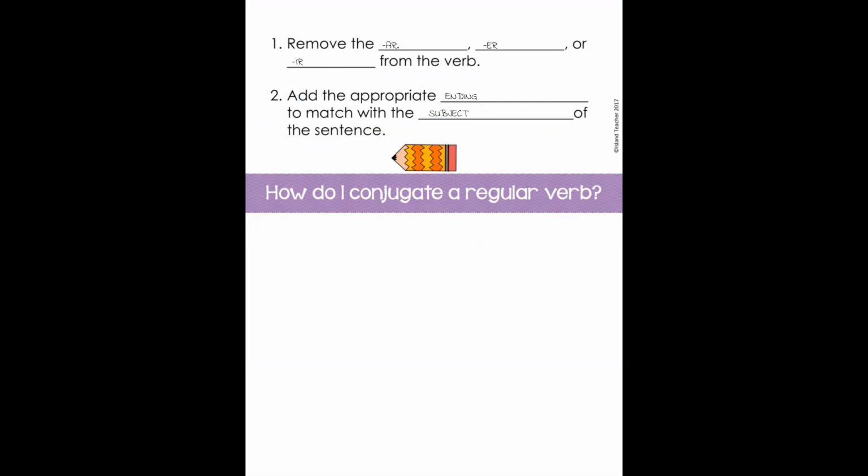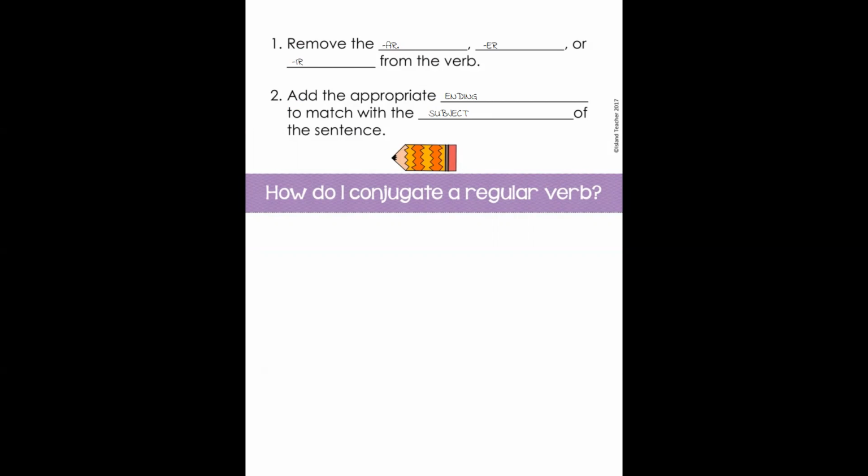So step one, as we know, is to remove the AR, ER, or IR from the end of the verb. So you start out with an infinitive or an unconjugated verb. Then you remove the AR, the ER, or the IR from the end, and you're left with the stem of the verb.